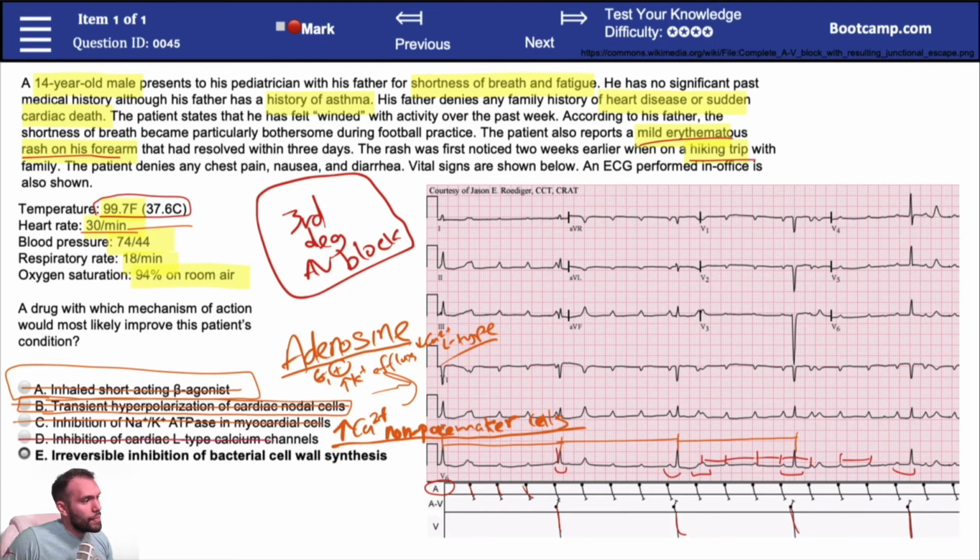This is not correct, right? This is going to be something like diltiazem, verapamil. They're going to inhibit the cardiac L-type calcium channels. That's going to slow the depolarizations at the AV node. We don't want to slow them anymore, right?